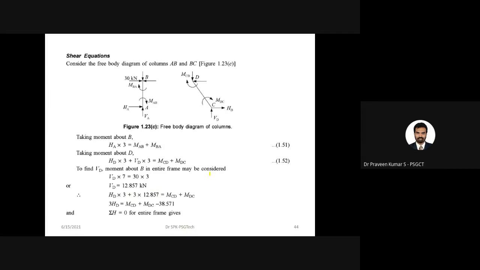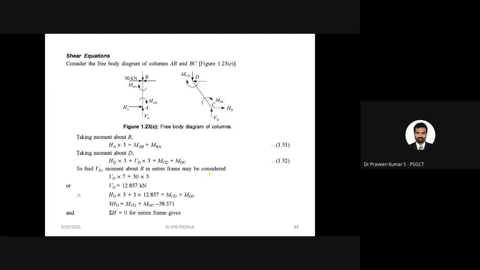So for the next equation, we have to take the shear equation. As you are all aware, the columns AB and CD are to be taken. Draw the free body diagram considered for AB and CD. Based on the free body diagram, taking the moment about B, HA into 3 equal to MAB plus MBA. Taking the moment about the position D, the bottom, HD into 3 plus VD into 3 equal to MCD plus MDC.